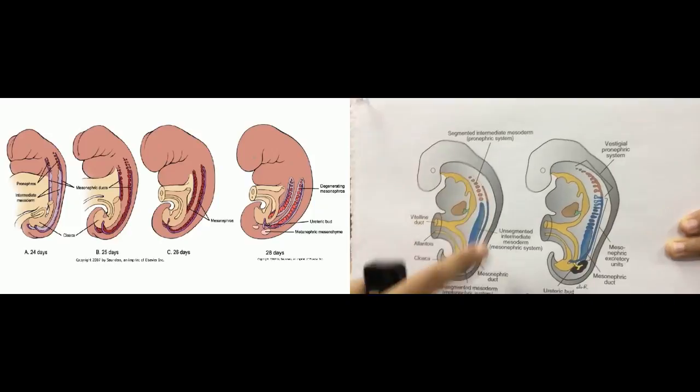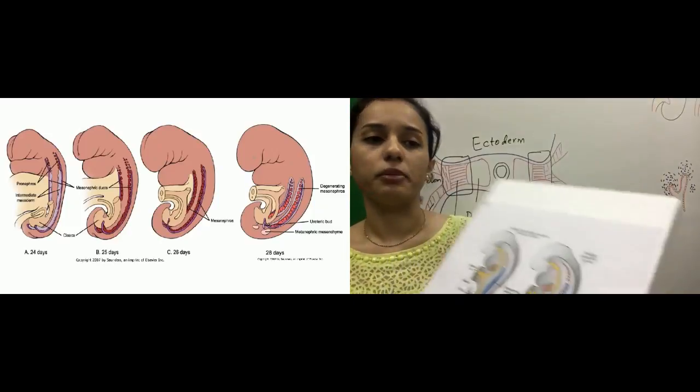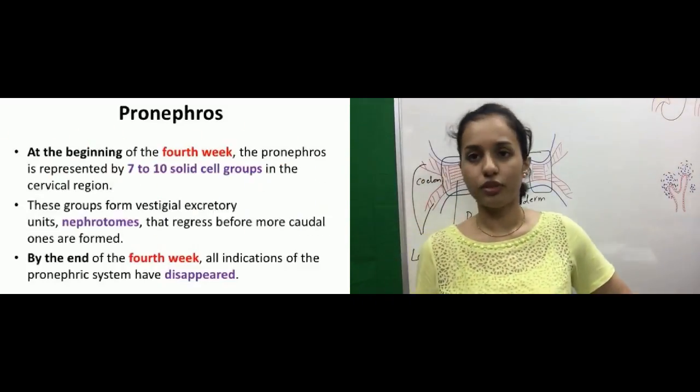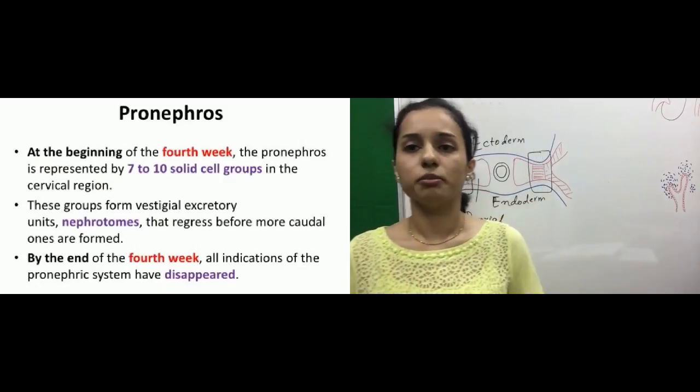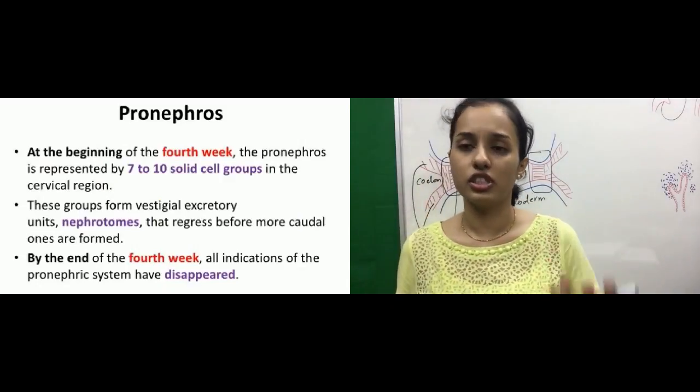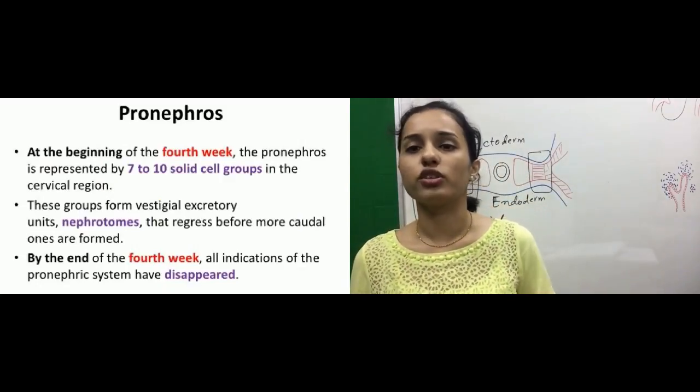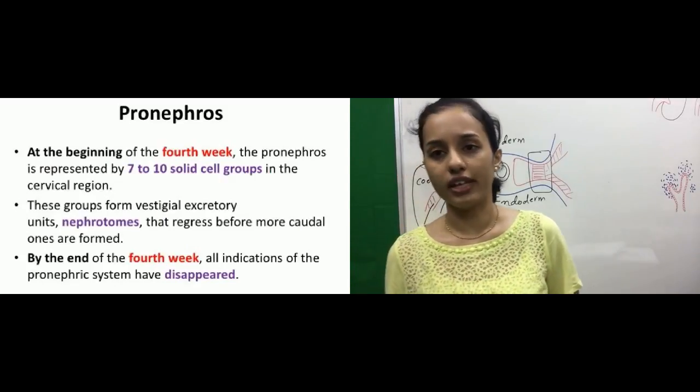So these are the three kidney systems developing in the intrauterine life. As I mentioned, pronephros are just a vestigial structure. There will be formation of solid cell groups in the cervical region.